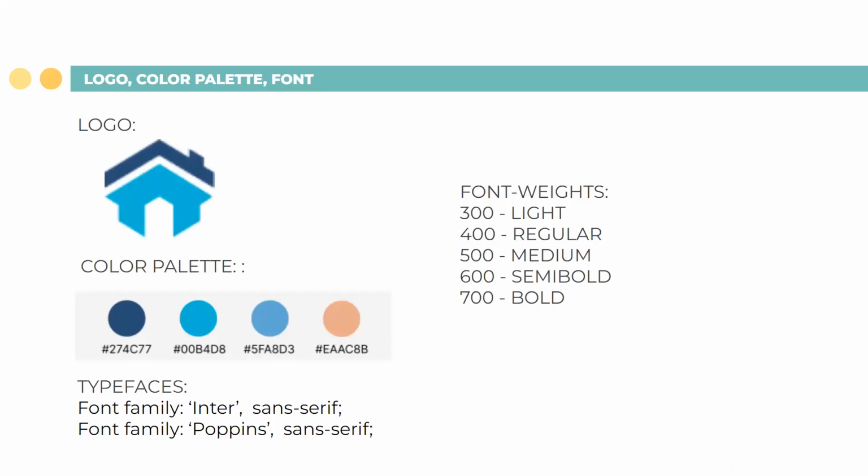So next we're going to talk about design. So this is our logo. For our color palette, it's mostly blues with the peachy orange as our accent color. The first two colors were used for the logo, the third was for buttons, and the last one was mainly for text. The fonts we used were Inter and Poppins from Google Fonts, with font weights varying from 300 to 700.